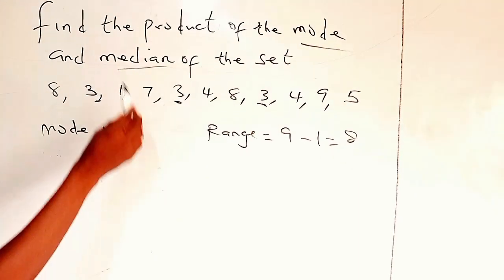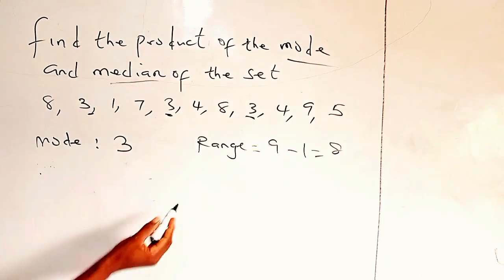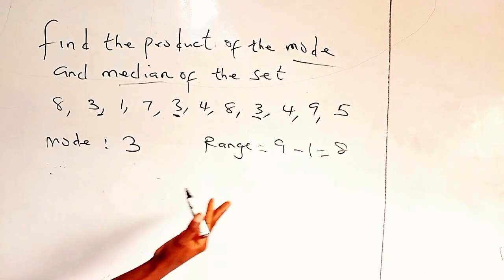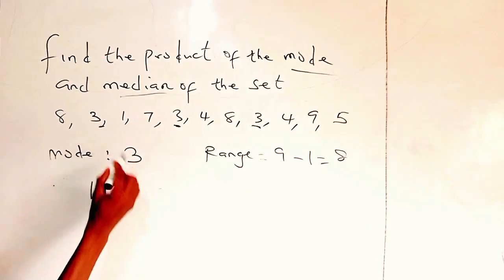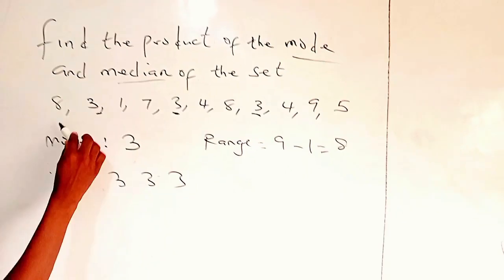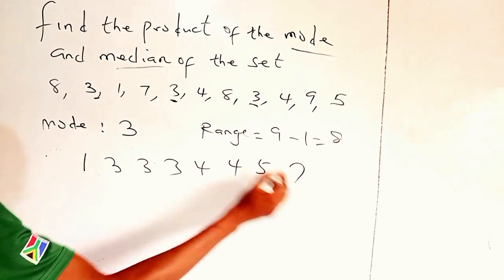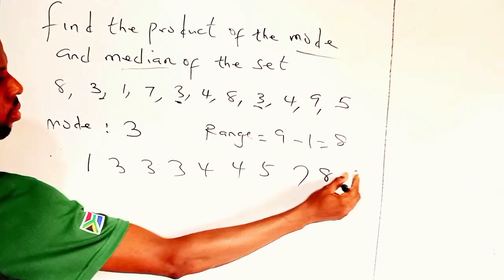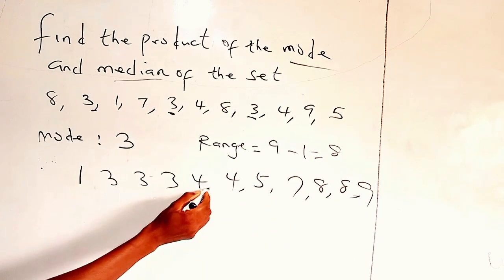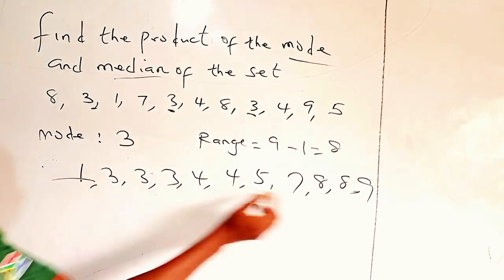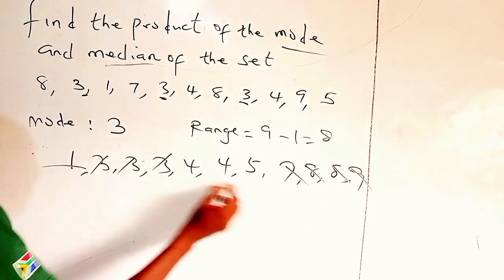So to get the median, we need to arrange the set of numbers either in ascending order or descending order. Ascending means from the smallest to the biggest. So we have 1, followed by 3 in 3 places, we have 4, 4, we have 5, we have 7, we have 8, 8, 8, okay, we have 9, which is the last one. Okay, so this can easily go.